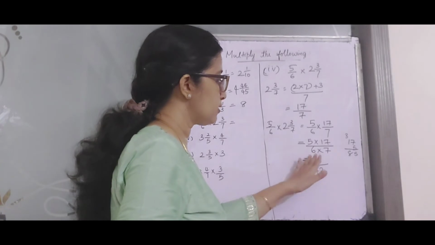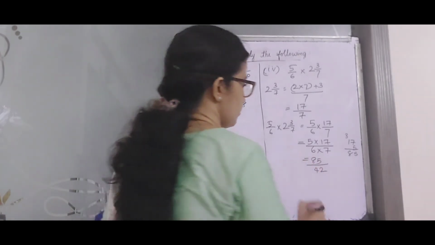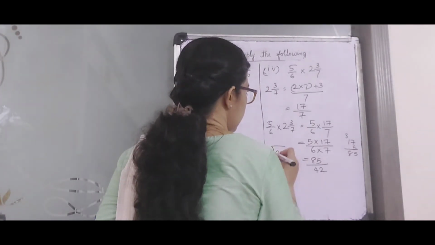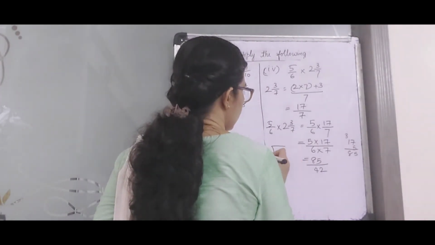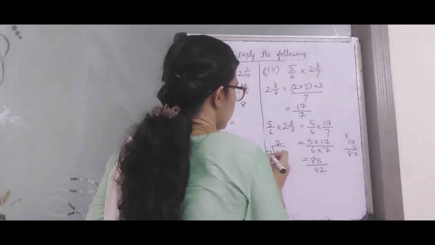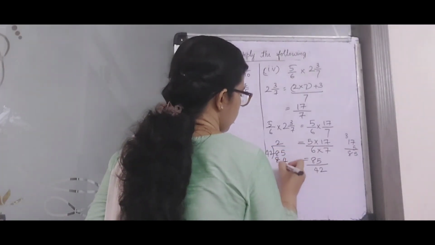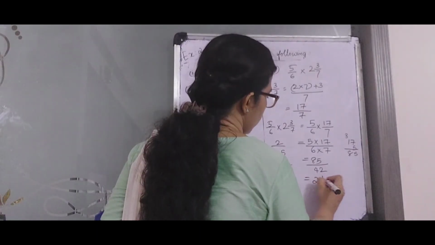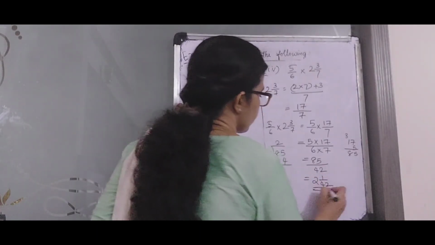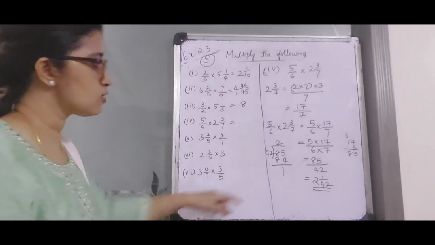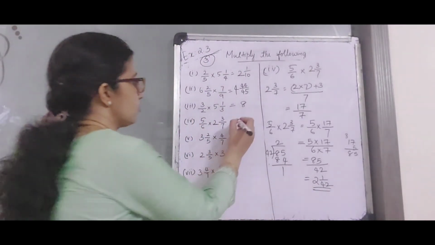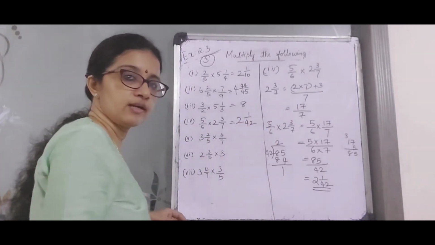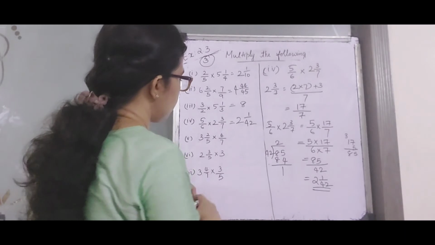Okay, now we have to convert this into a mixed fraction since this is an improper fraction. So 85 divided by 42. 2 into 42 gives 84. Balance is 1. So this can be written as 2 1 by 42. Okay, the answer is 2 1 by 42. Clear? Now let's go into the fifth problem.